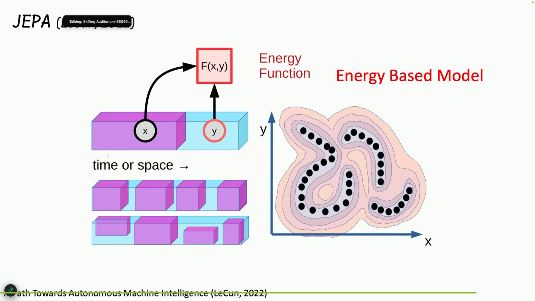So the energy-based model can collapse, unfortunately. And there are two ways to prevent this collapse. The first way is contrastive learning, and the second way is a regularization-based method. I'm not going to talk about this too deeply, but the regularization-based methods make a very rich and well-defined energy landscape. So that is what JEPA is doing.